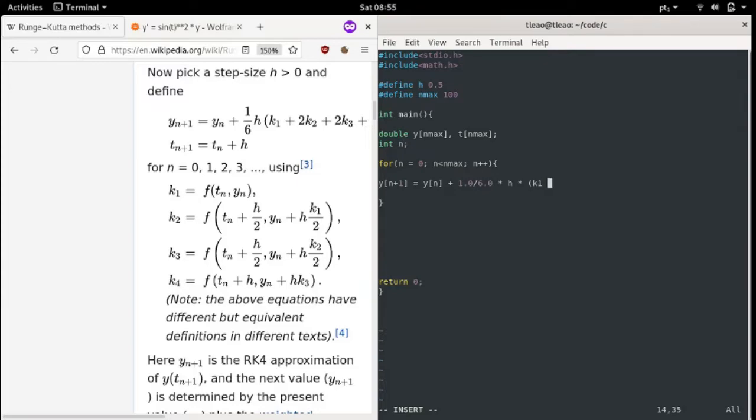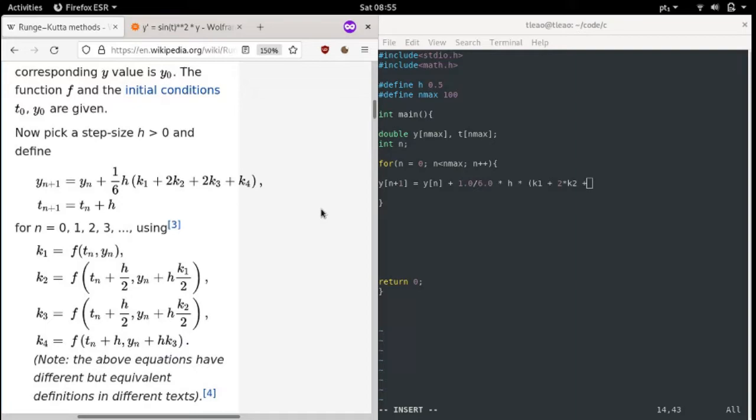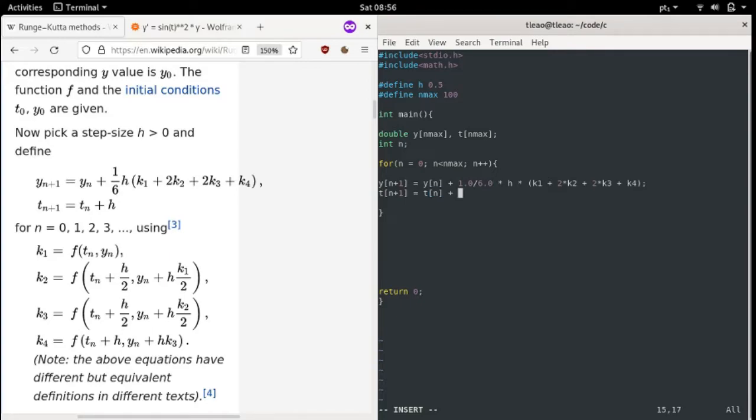k1 plus 2 times k2 plus 2 times k3 plus k4. So the Runge-Kutta coefficients here. Let's not forget the semicolon here. Same thing for t. I'm going to declare here t n plus 1 equals t n at the first initial condition plus h.